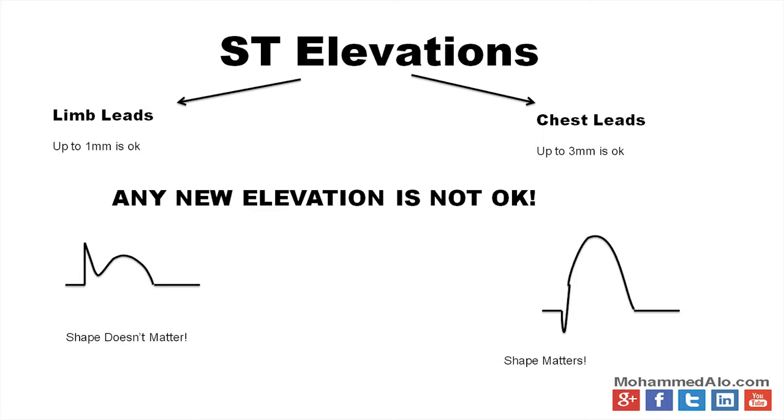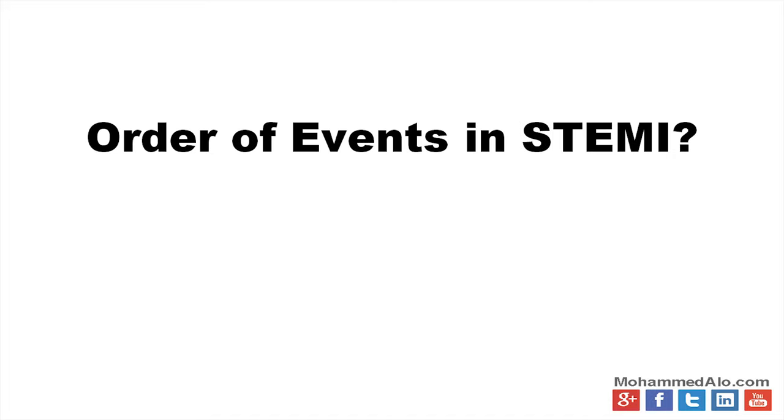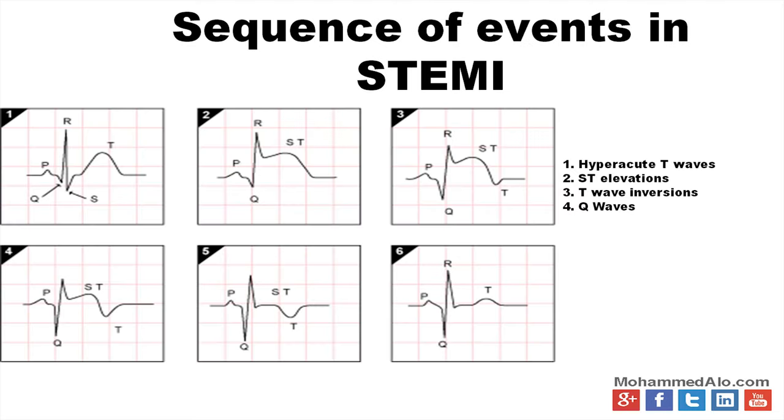So what's the order of events in an ST elevation MI? Anybody guess? What happens first? Do the ST segments go up first? Do you get Q waves? Do you get T wave inversions? It kind of matters, but here's the basic order. The first thing you get is these hyperacute T waves. I showed you them in the beginning. You get these wide, broad T waves. Now, the reason we usually don't catch this on an EKG is because the patient was still at home and his wife was trying to convince him to get into the hospital. They only last about 10, 15 minutes and then they go away.